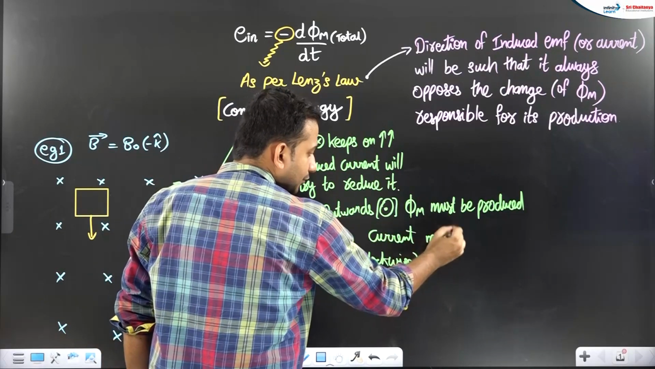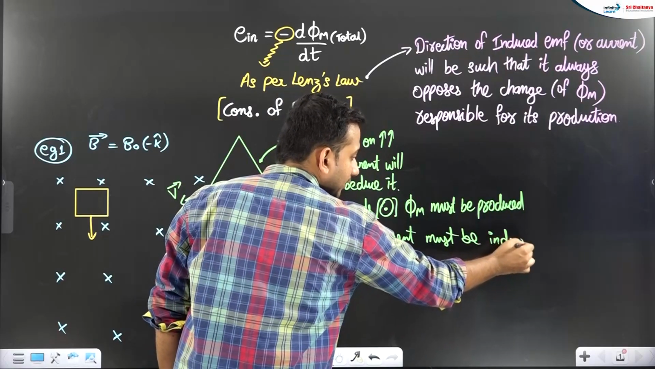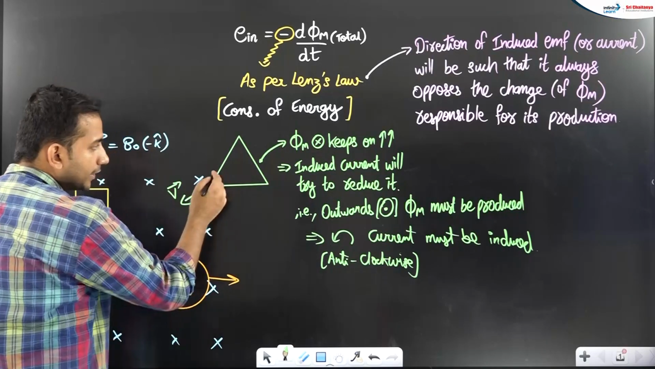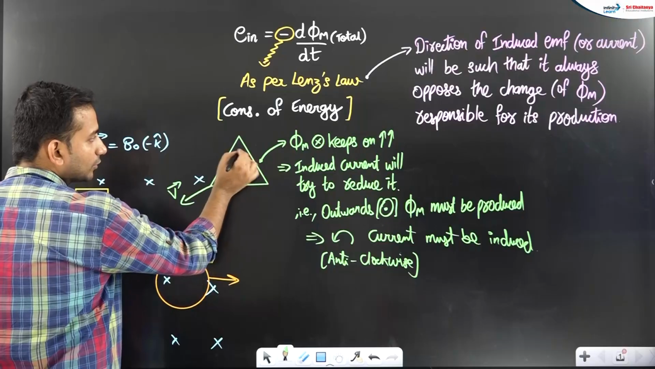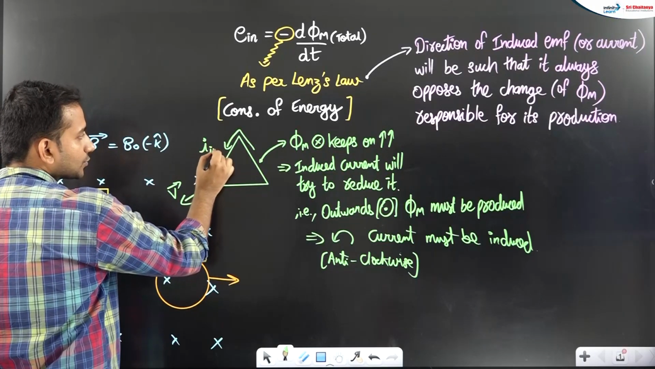Understood? So what we can comment about this first loop is that the direction of induced current must be anti-clockwise. Anti-clockwise means it should be moving like this. This is the direction of induced current.